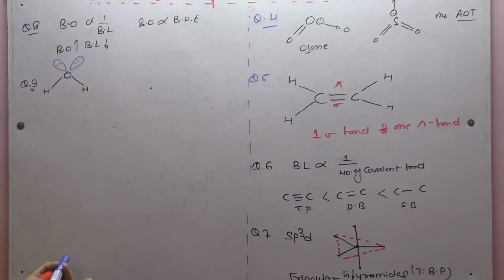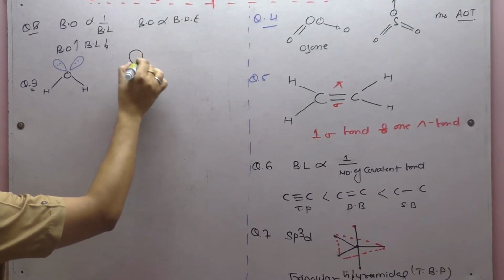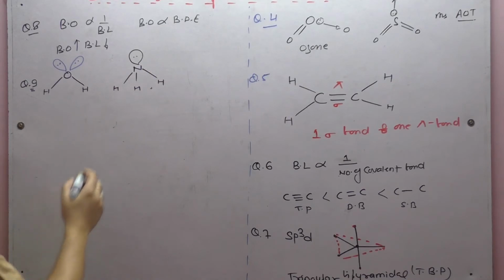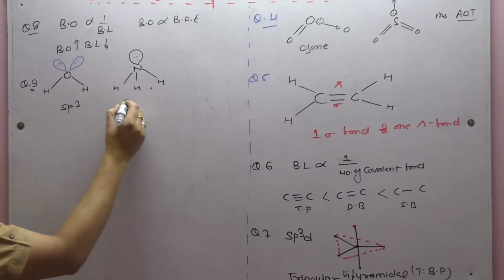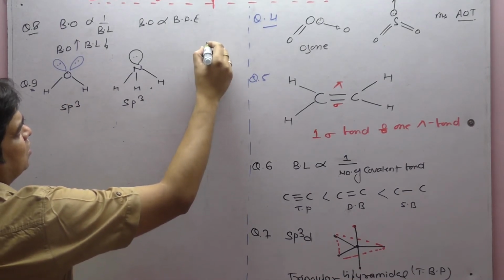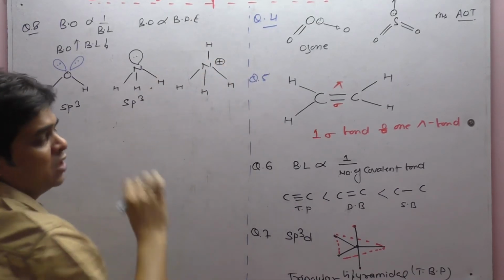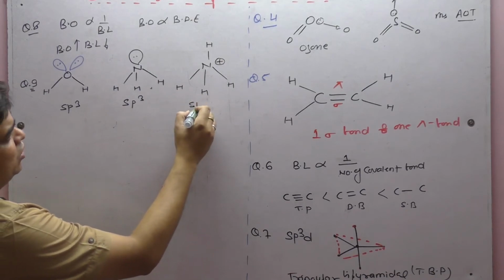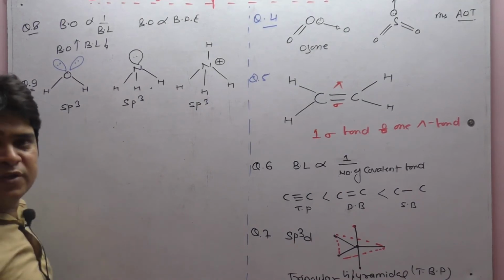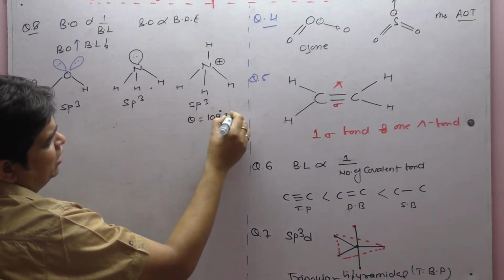Now in case of ammonia, NH3, it is sp3 hybridized. We have the pyramidal structure. This is also sp3 hybridized. NH4 plus is also sp3 hybridized. All are sp3 hybridized, but NH4 plus is perfectly tetrahedral. That's why theta will be 109 degree 28 minutes.